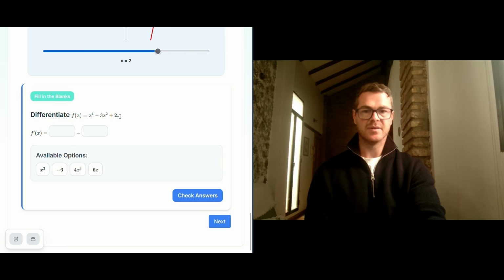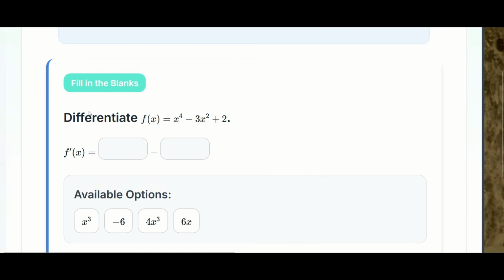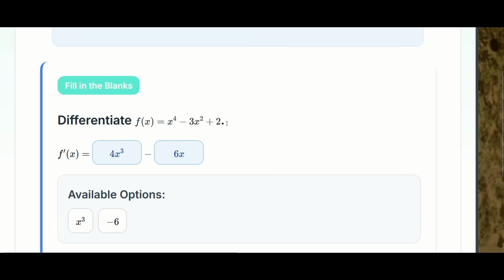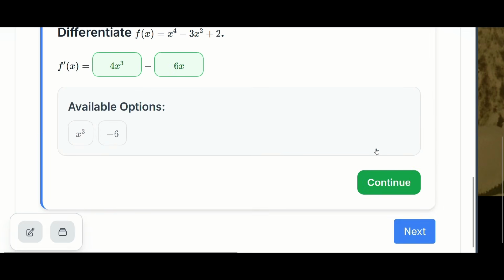So this is my sum and difference rule. I'm going to differentiate each one separately. So x to the power 4 will go to 4x cubed, minus 3x squared will go to minus 6x, and then any constant will go to 0.